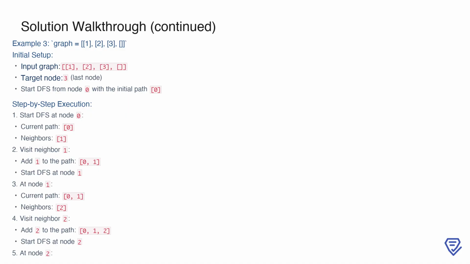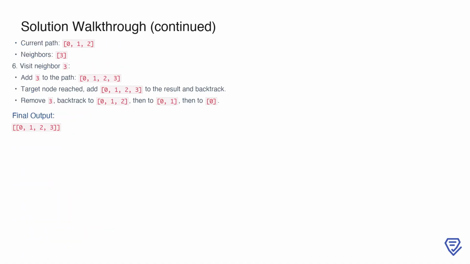2. At this point, the current path is 0, 1, 2. From node 2, we find that its only neighbor is node 3. We visit this neighbor, adding it to the path, which becomes 0, 1, 2, 3. Since node 3 is the target, we add this path to the results. Afterward, we backtrack by removing node 3 from the path, returning to 0, 1, 2, then backtrack further to 0, 1, and finally to 0. As there are no other nodes to explore, the final output for this graph is 0, 1, 2, 3.